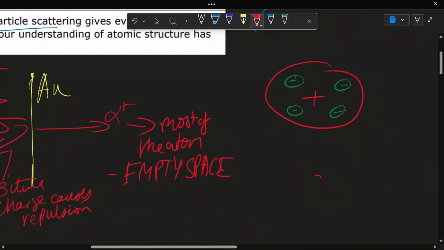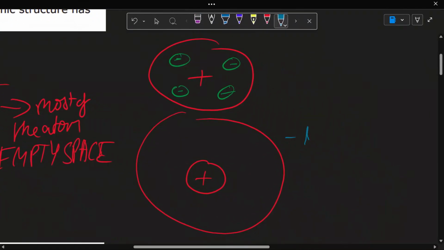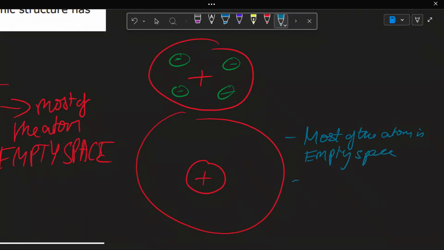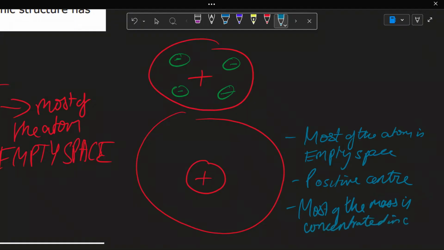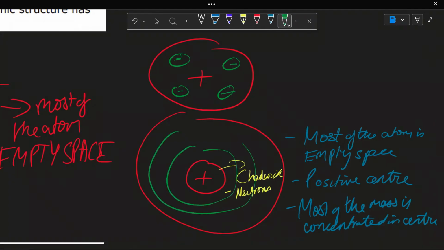So you've got the nucleus in the middle. It's concentrated positive charge, and most of the atom was empty space. That's why most alpha particles could just go straight through. So the key differences that we have in this model are most of the atom is empty space, it's a positively charged center, which is the nucleus, and most of the mass is concentrated in the center. Later on, we developed this. Chadwick, who would discover the neutrons, and eventually Bohr would discover energy levels and electron shells.